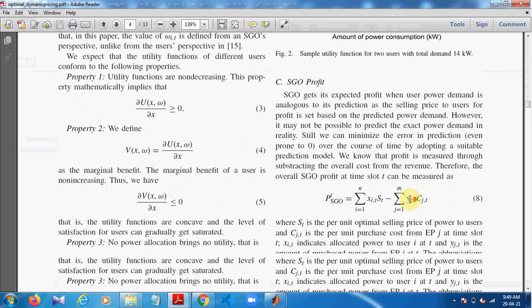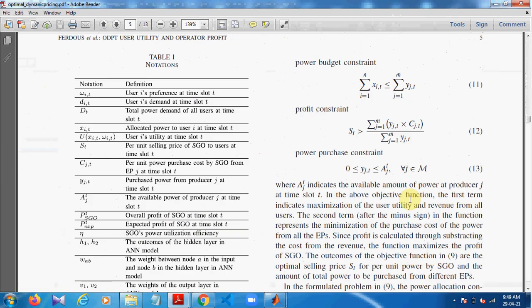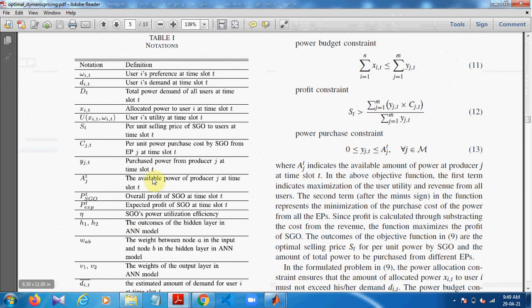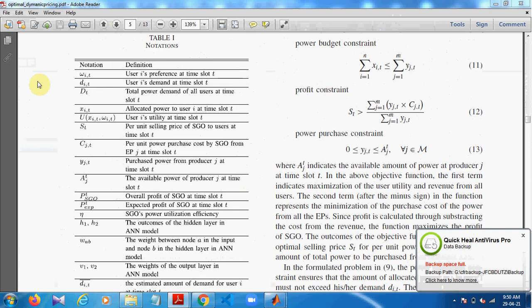For demonstration purposes, we have simulated this project in MATLAB. Table one represents all the notations, wherein WIT represents the user preference for time slot T. DIT is the user demand. DT is the total power demand of all users at time slot T. XIT is the allocated power. UXIT WIT is the user's utility at time slot T. ST is the selling price of the SGO to users. CJT is the per unit power purchase cost for the SGO. YJT is the power purchased from the producer. AJT is the available power of producer J. PSGO is the overall profit of the SGO at time slot T. PXP is the expected profit of the SGO. Nu is the SGO power utilization efficiency.